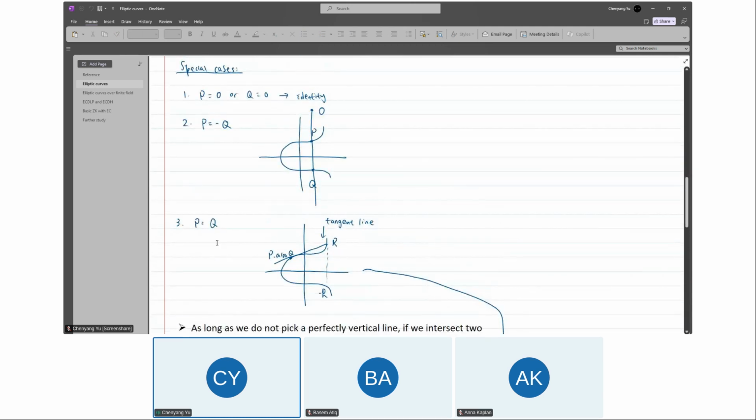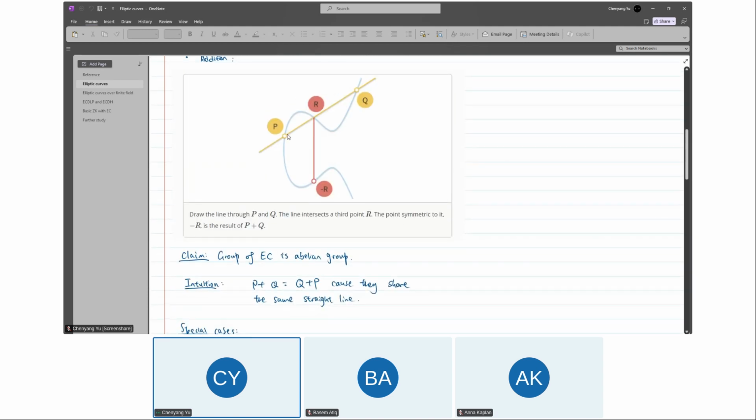The third special case is pretty interesting. This one is really bad in some sense, because with P plus Q, we want to have an intersection R on the curve somewhere, right?